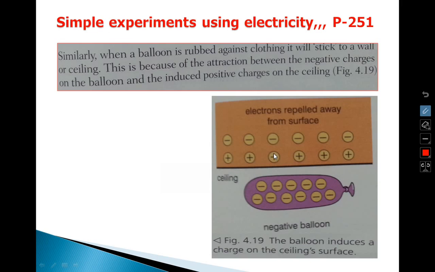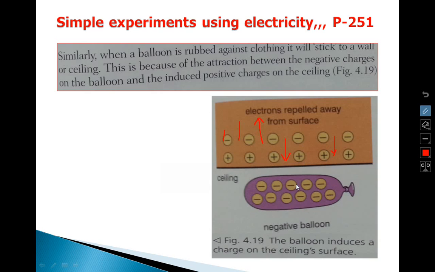So what will happen here? The positive will come here because of the attraction force, and the negative will go this way. Negative is electrons, the positive one is protons. So electrons repel away. Electrons will move this way. Why? Because they are the same charge, negative and negative. They will repel each other. And the positive will move this way because of attraction force, because they are different.